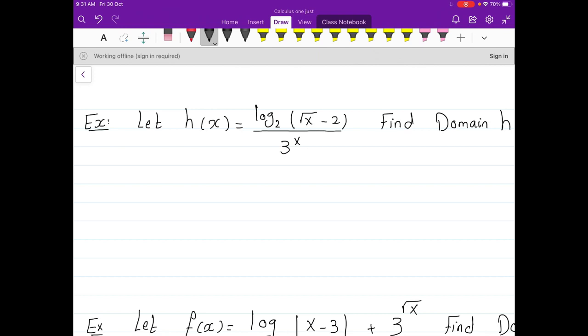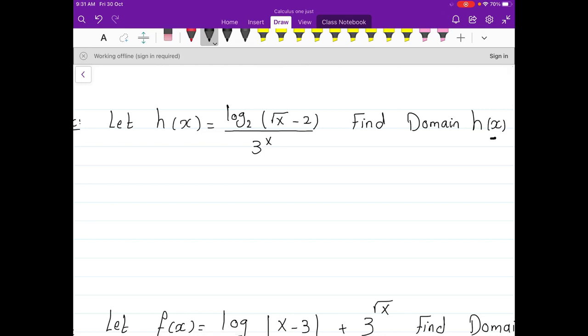Another example. Let h of x equal log 2 of the square root of x minus 2, for the base 2, divided by 3 to the power x. Find the domain of h of x. To find the domain, we have a division, a rational function. So to find the domain of h of x, you must find the domain of the first function, intersection with the domain of 3 to the power x, except the zeros of 3 to the power x.